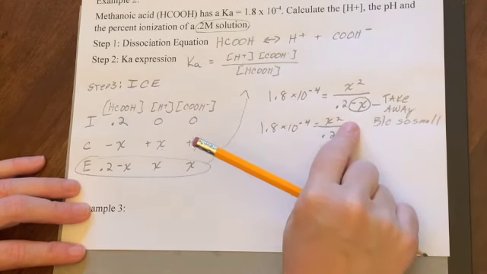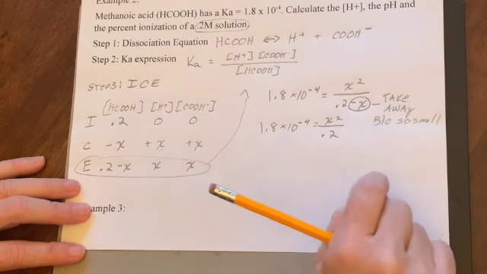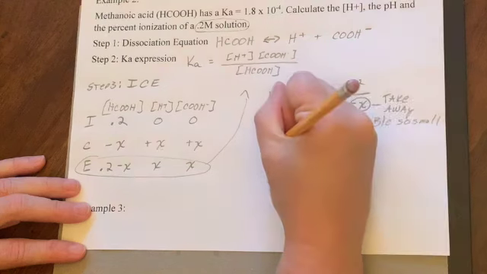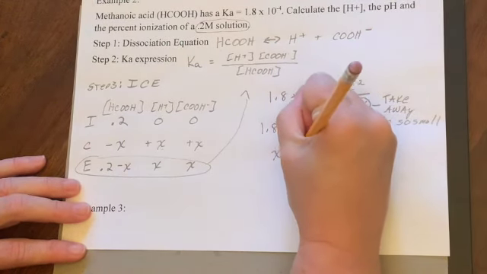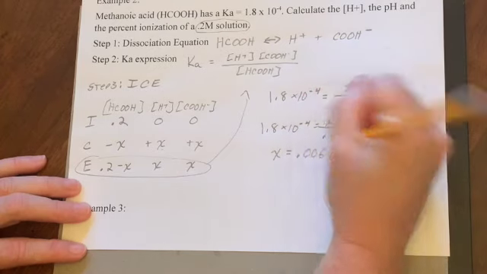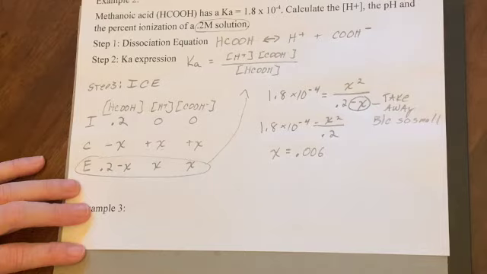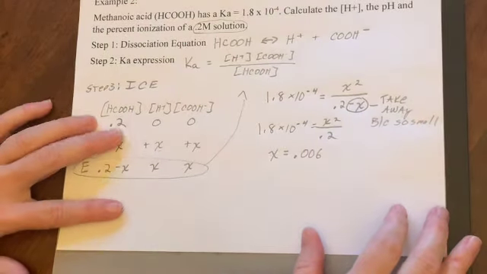So now we're going to go ahead and solve for X. So you're going to multiply each side by 0.2. Then take the square root, and you're going to find that X is equal to 0.006. Now that we know X, it's time to answer some of these questions. Again, we've done tons of work. We haven't answered any questions yet.